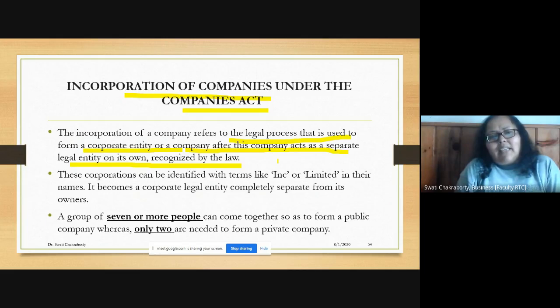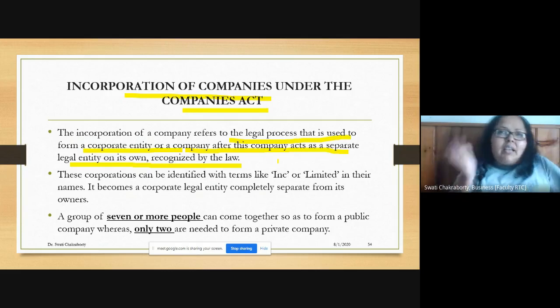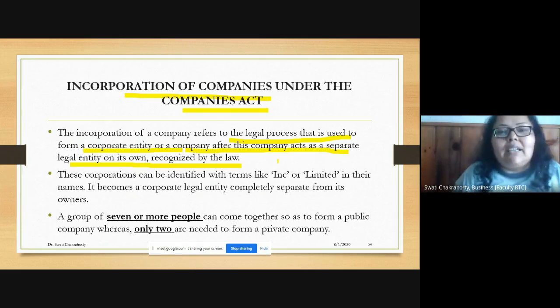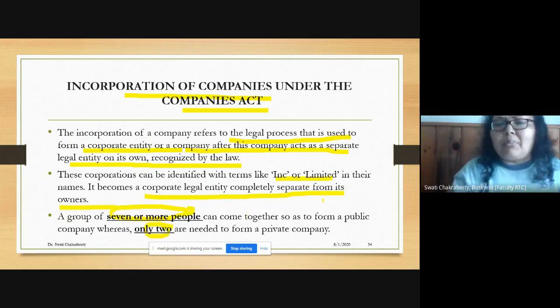The corporation has its own legal entity, right? So they are identified by terms like INC, incorporated, or limited in their names. It's a corporate legal entity which is completely separate from its owners. When you form it, it can be a public company or a private one. For a public company, at least 7 people are required, and for a private company, 2 is enough.